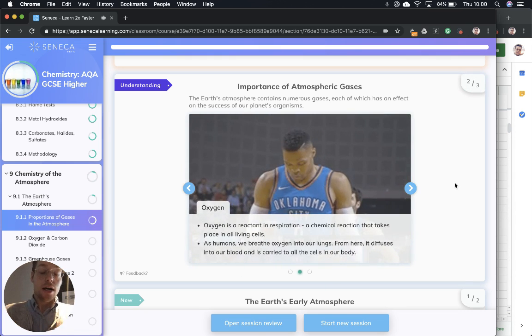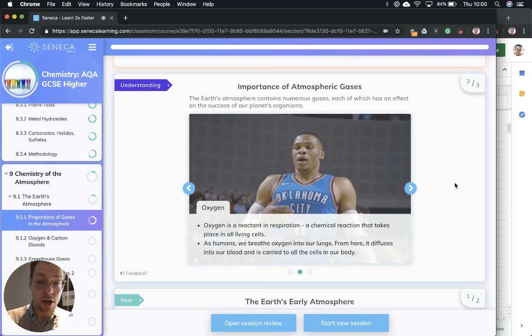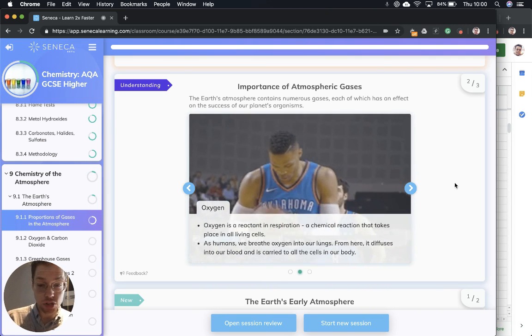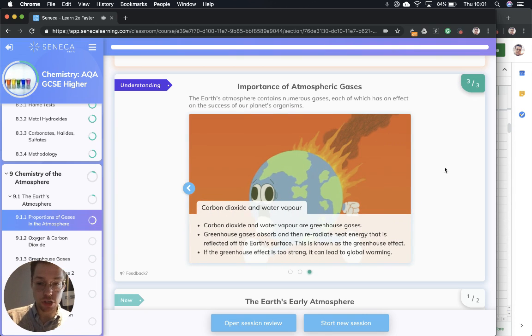Okay, take a breath because now we're talking about some oxygen. Now, oxygen is a key reactant in respiration. That's a chemical reaction that takes place in all living cells, and it's where we get our energy from. Okay, as humans, we breathe oxygen into our lungs. And from here, it diffuses into our blood and is carried to the cells in our body. So a little bit of biology to spice up your chemistry revision.